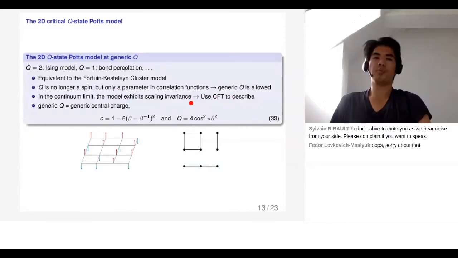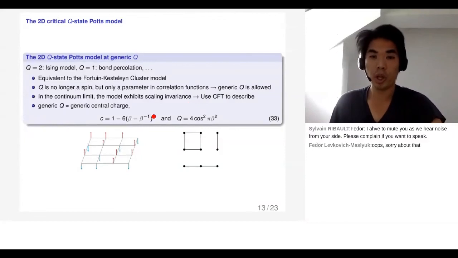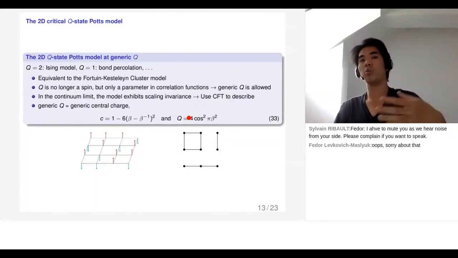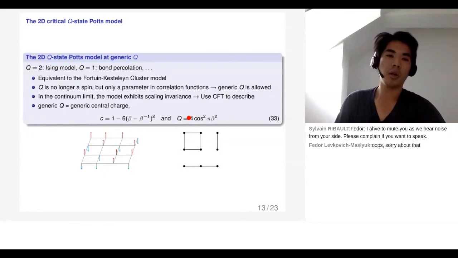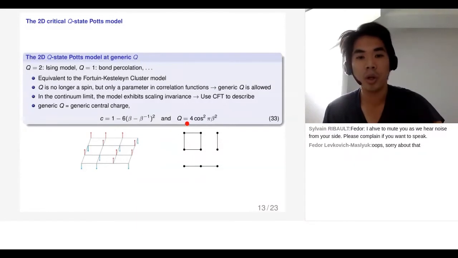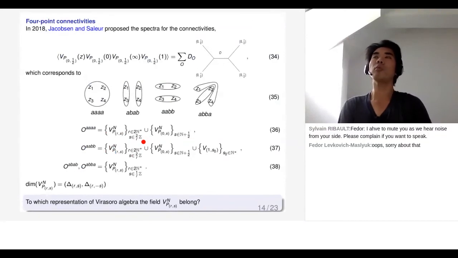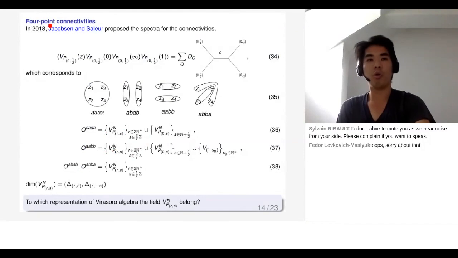And in the corresponding CFT, there would be a relation between the central charge and the value of Q here, which means that if you want to describe this critical Potts model at generic Q in 2 dimensions, you would need a 2D CFT at generic central charge. And so to demonstrate the applications of our logarithmic representation, we shall consider the object called 4-point connectivities.